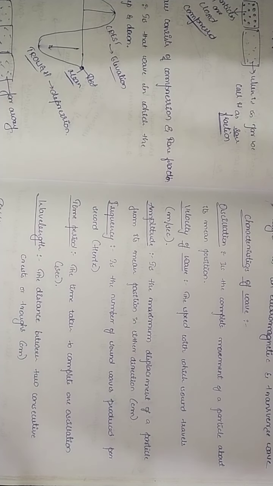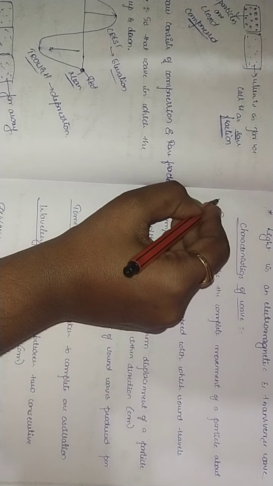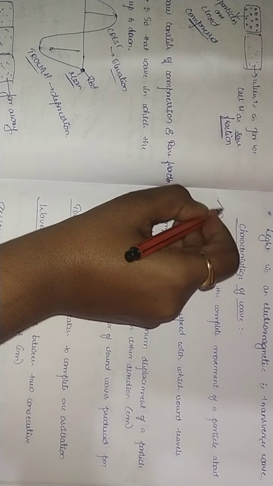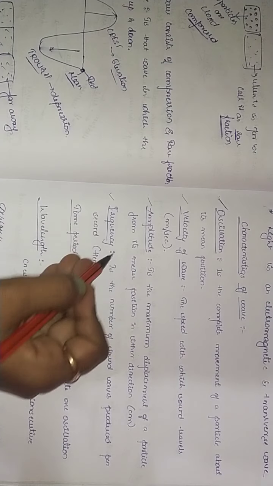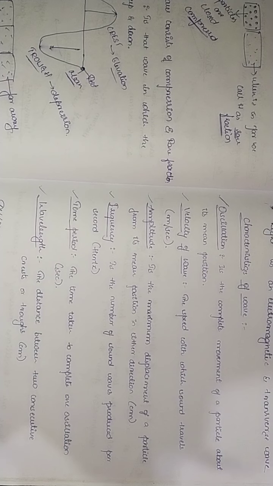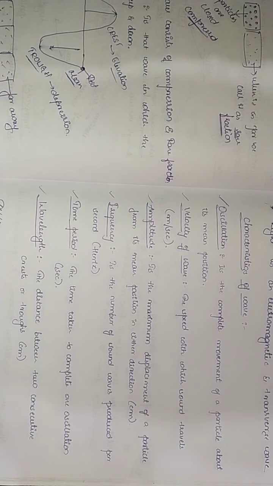Moving on to the characteristics of a wave. In the characteristics of a wave, we have some very simple things that I have written here: oscillation, then velocity, then amplitude, then frequency, time period and wavelength. These are the things I have written under characteristics of a wave. So let's try to understand what oscillation is.